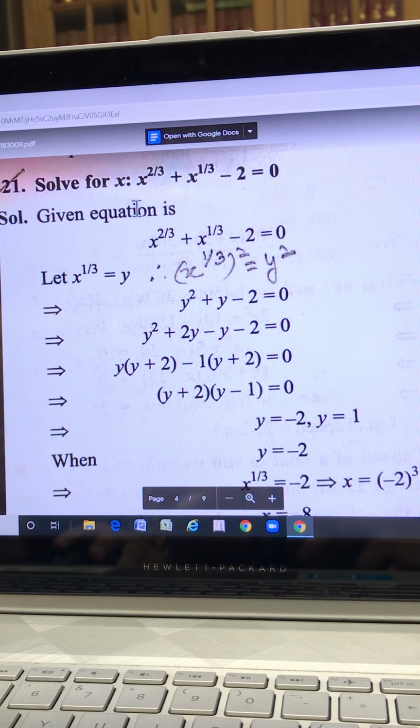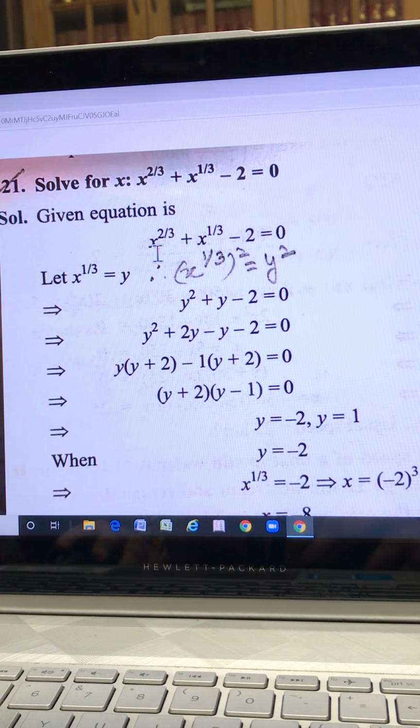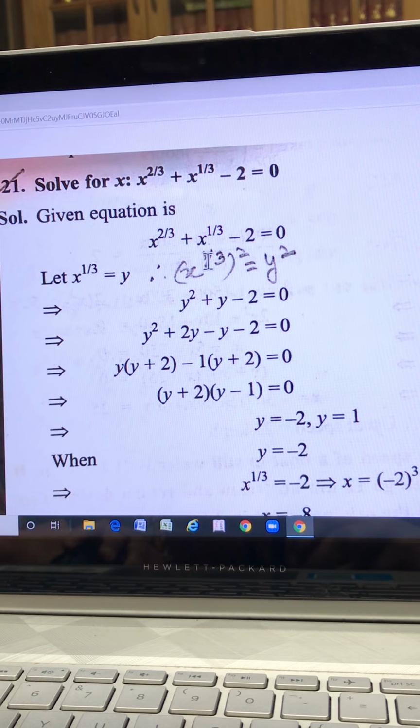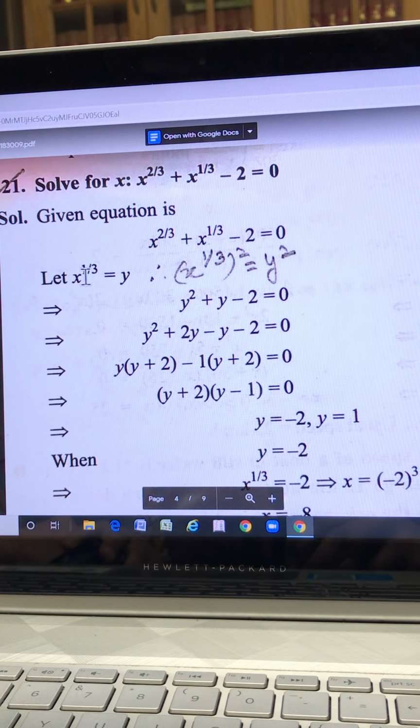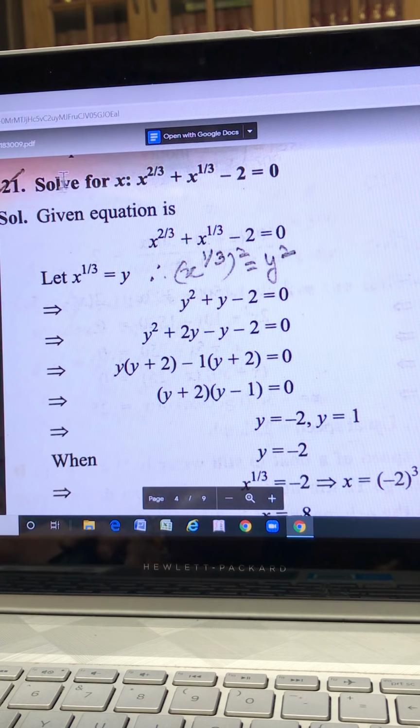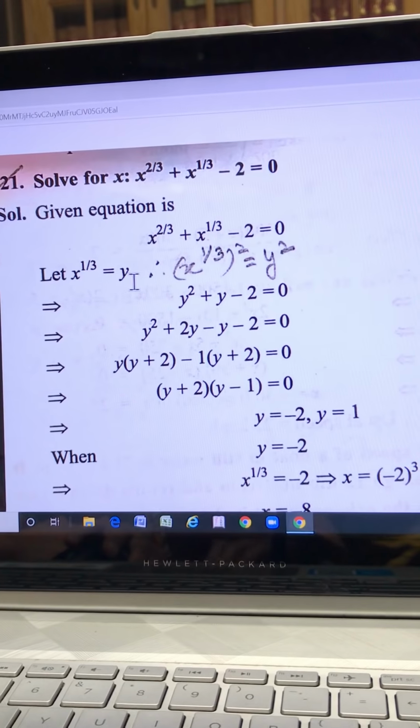Now what do you have to do here? This can be written as: x to the power 2 by 3 I can write as x to the power 1 by 3 whole square. So that if I put x to the power 1 by 3 as y, I will get the quadratic equation as y square plus y minus 2 equal to 0. This is how we change the given equation to the quadratic equation by substitution.